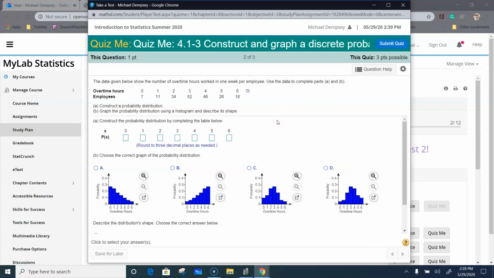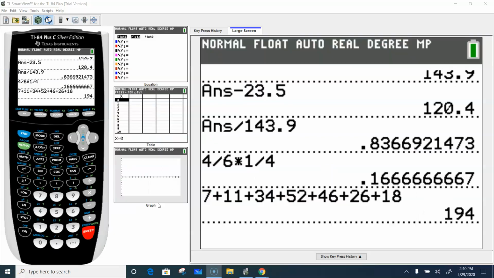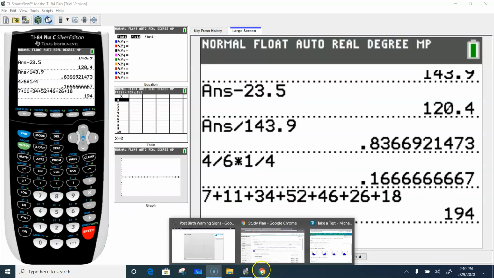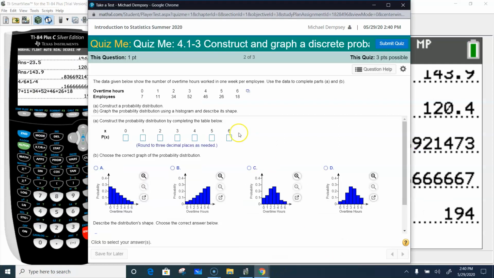Okay. So here we want to construct a probability distribution of the numbers that they have in front of us here. So I need to find out what my total is first. So I have to take 7 plus 11 plus 34 plus 52 and so on. I have to add all of those together first. So when I add all those together, I get 194. That's my total. So to get my probability distribution is going to be simple. I'm just going to take each actual frequency, 7, 11, 34, and so on, and divide each one by 194.